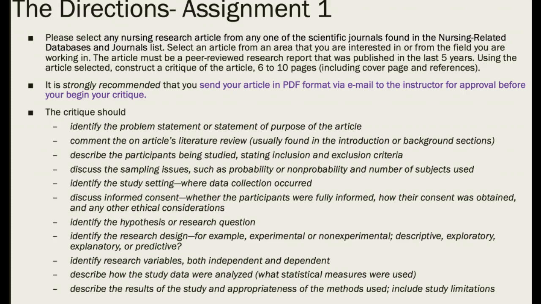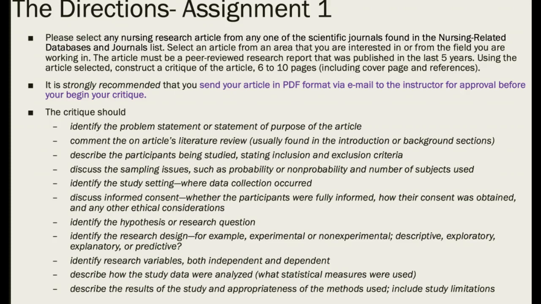So the list here tells you some of the things that have to be addressed in the article. It's easiest to look for an article that already identifies these things for you. Remember, you can't work off just an abstract alone. You must have a full article. You're going to identify things like the problem statement or the purpose of the article. The article's literature review. Every research article must have a literature review section, and some people will call it a literature review, some people will not. They'll just integrate their sources in, and you have to kind of figure that out by yourself.